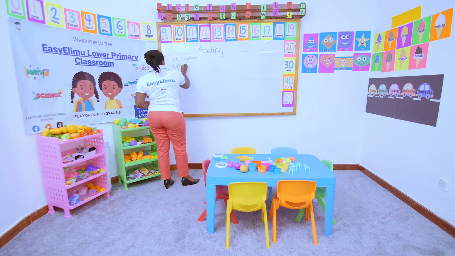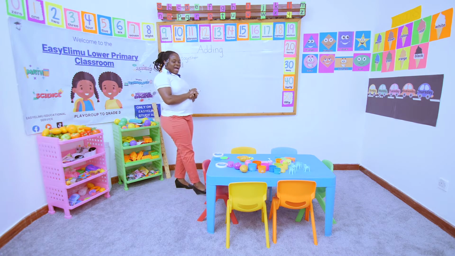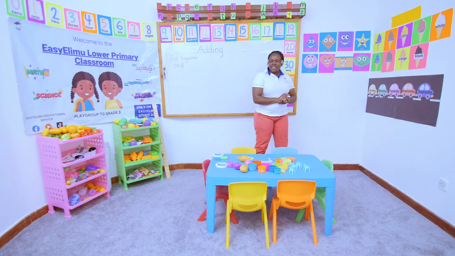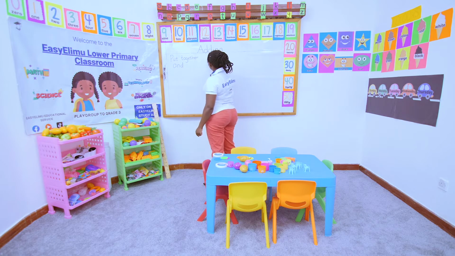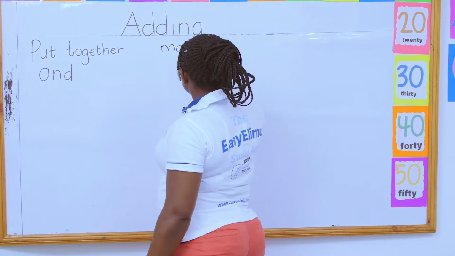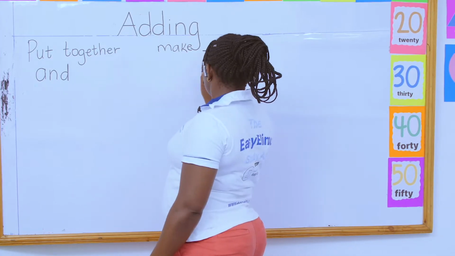Now we want to replace this word put together with and with another sign that will be telling us. We said put together 3 and 4 make, and we get an answer there. This and this make this.